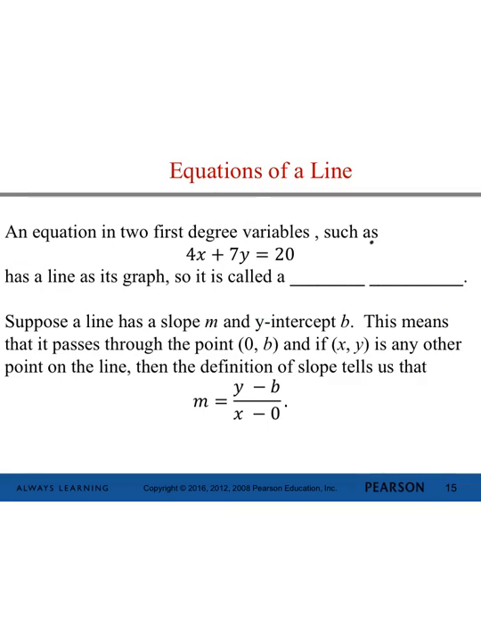So now we'll continue on, talk about the equations of lines. An equation in two first-degree variables. First degree means the exponent is 1. Two first-degree variables such as 4x plus 7y equals 20 has a line as its graph, a straight line, so it is called a linear equation.